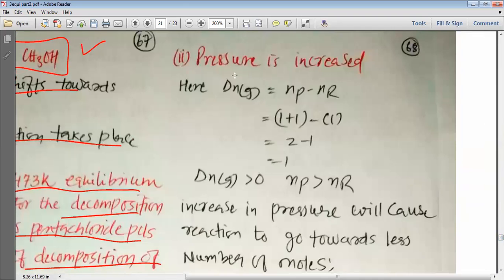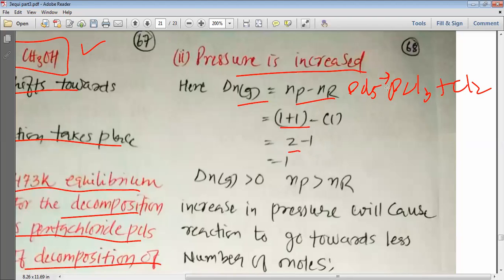If pressure is increased, what happens? Here delta N gas is equal to Np minus Nr. When you look at the moles of gaseous products, we have PCl3 gas and Cl2 gas, so there are 2 moles of products, and we have only PCl5 gas as a reactant, so 1 mole of gaseous reactants. Therefore 2 minus 1 is equal to 1.